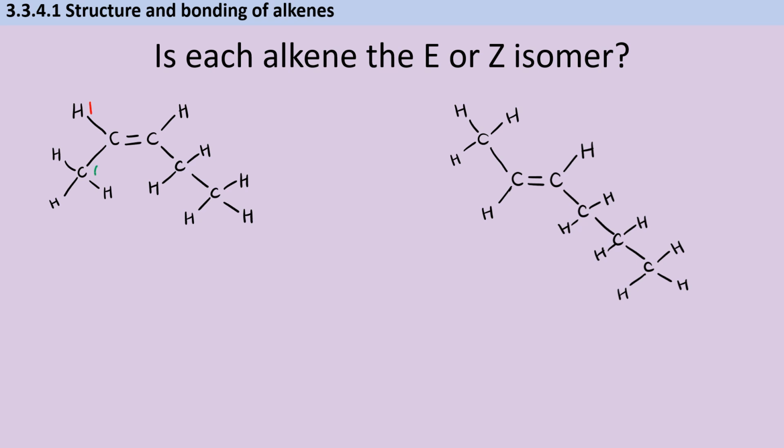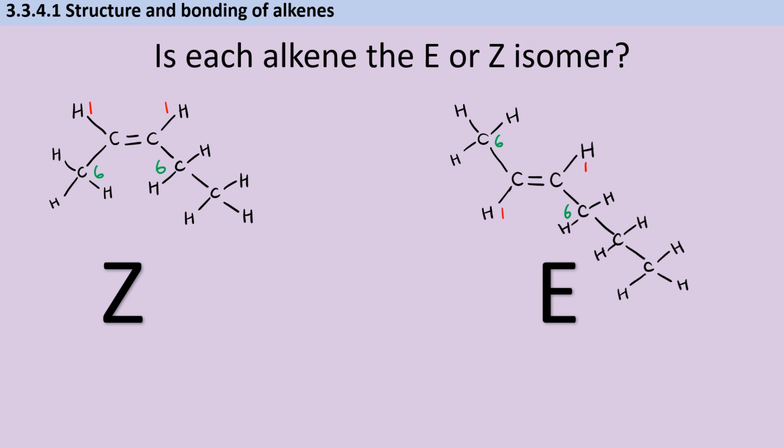In our first example, we've got hydrogens on the top and carbons on the bottom, and the carbons have an atomic number of 6. So these two 6s are together, our high priority groups are together, so this makes this first one a Z isomer. In our second example, we've got carbon on top and on the bottom, so we've got a high priority group on one side at the top and a high priority group on the other side at the bottom, so this is an E isomer.